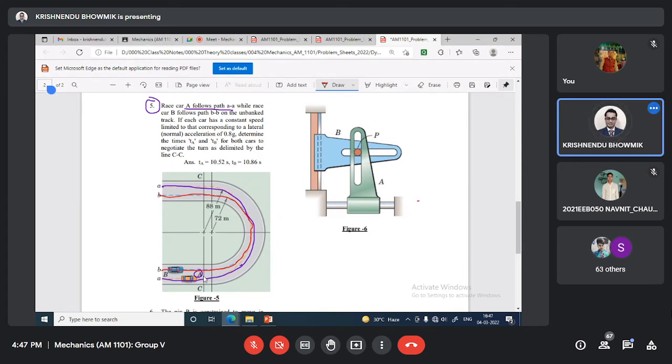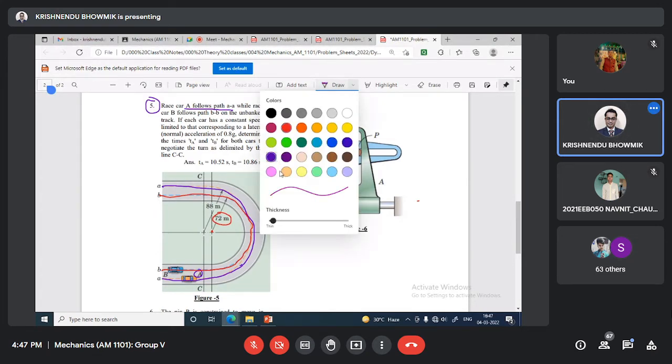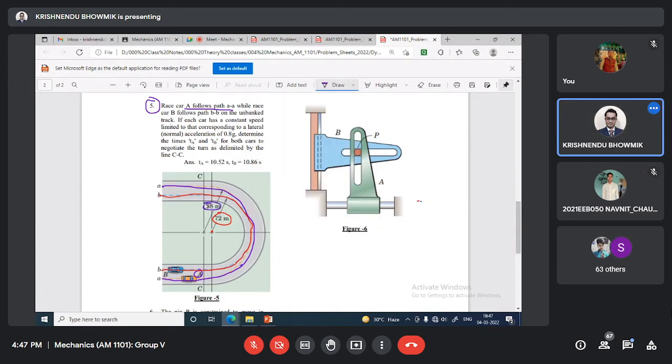Radius of curvature is different. One is 88, other is 72. 88 is for A and 72 is for B. And it is told that each car is having constant speed, V equal to constant, not changing. But limited to that, corresponding to the lateral or normal acceleration of 0.8 g, AN normal, 0.8 multiplied by g. G is acceleration due to gravity.